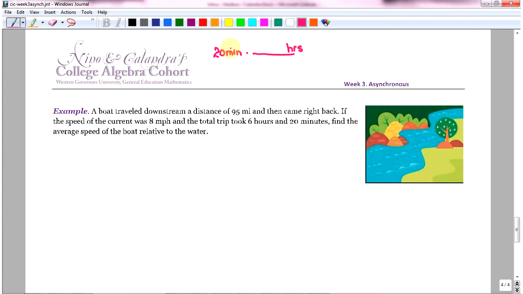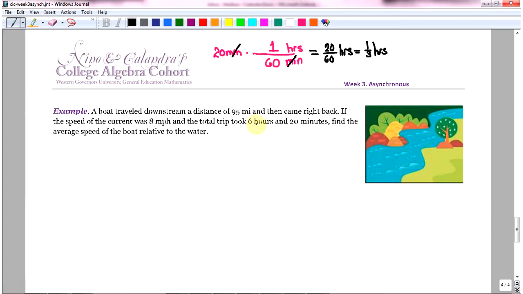Since we want to end up with hours on the top, we want the minutes to cancel out, so that's going to be on the bottom. We know 1 hour is equal to 60 minutes. So if I multiply this out, the minutes cancel, and I'm left with 20 over 60 hours, and that simplifies to 1/3 hours.